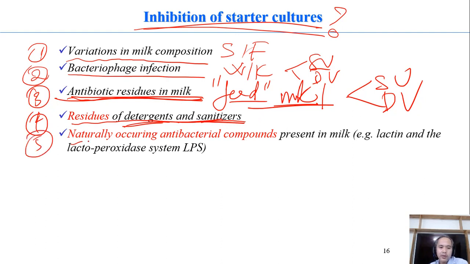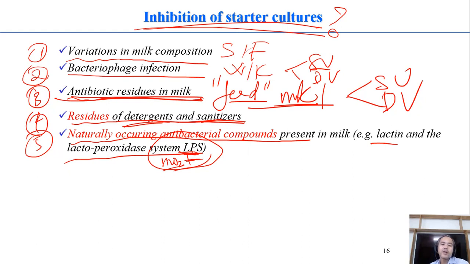Or sometimes there are naturally occurring antibacterial compounds in the milk, for example, the lactoperoxidase system, lactoperoxidase together with H2O2, which converts thiocyanate into hypothiocyanate, as we just explained. So this system prevents the growth of certain microorganisms. Maybe it also inhibits the starter culture a bit from growing. But this is natural in the milk. Okay, so these are the reasons sometimes fermentation is not as fast as we expect. And then we can look at what the reason is and find a solution.